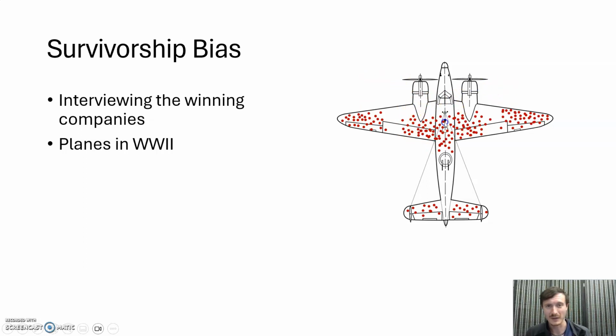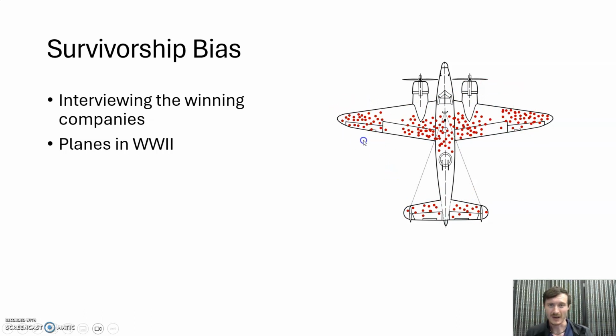It's a plane, it has to fly. You can't load up the entire thing. It has to stay as lightweight as absolutely possible, right? So you want to add as little armor as absolutely possible. So you could propose putting armor on these areas with the red dots. And I think intuitively, the vast majority of people would do this, especially if they aren't familiar with this idea.